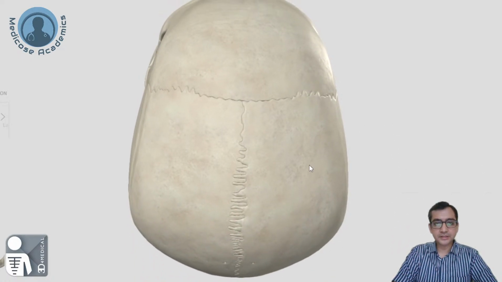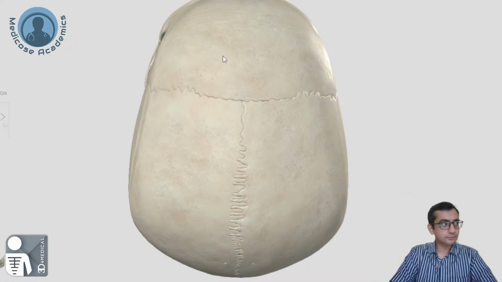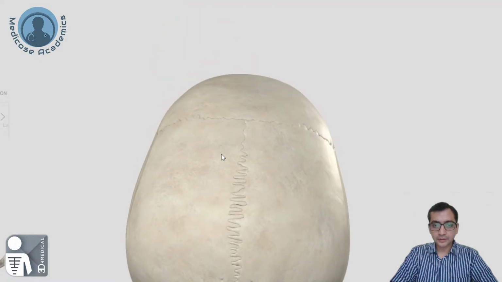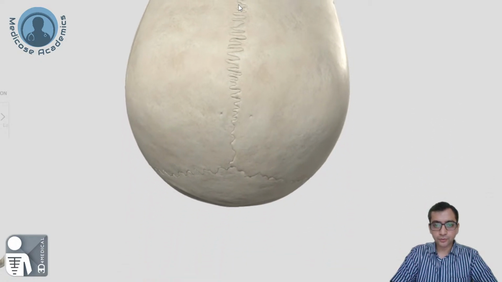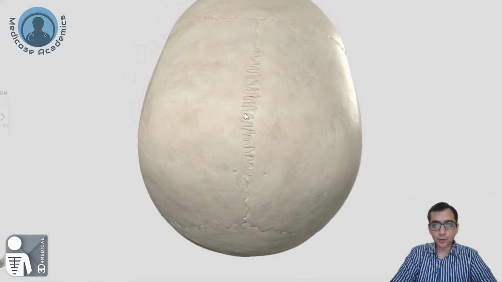Till now we have discussed the frontal bone here in the front, parietal bones here, and if we move back we will see the occipital bone here, and we have seen the coronal, sagittal and lambdoid sutures.